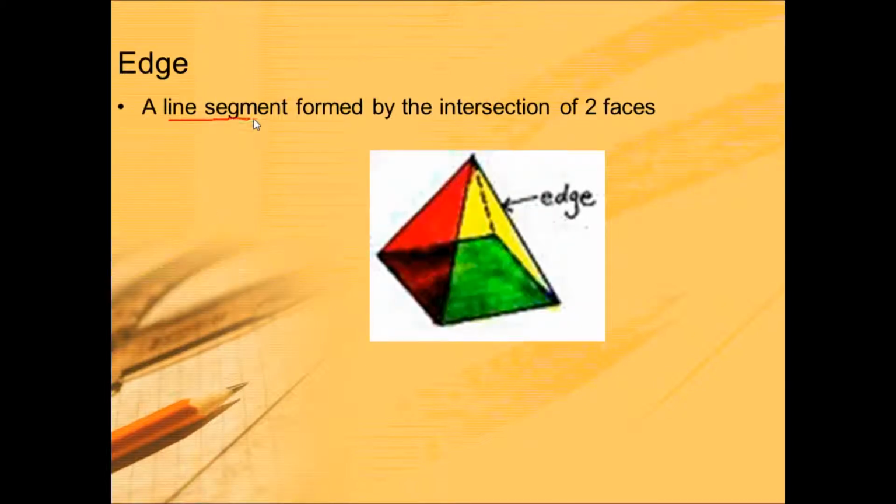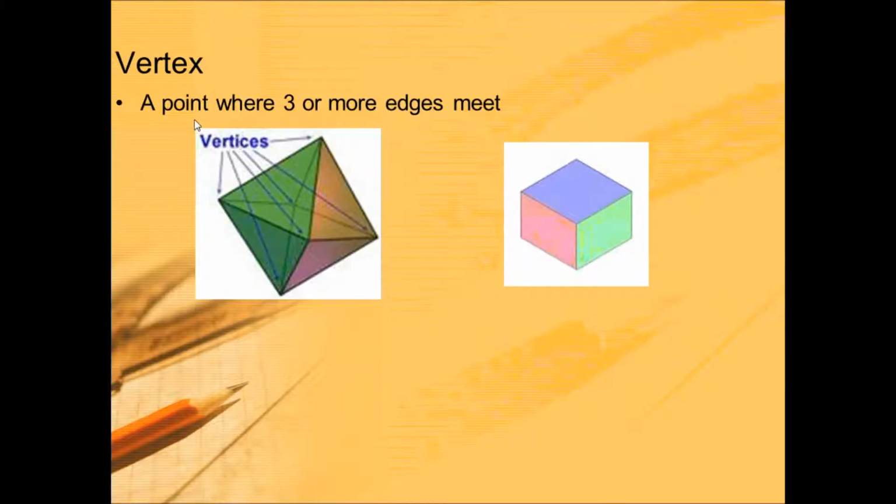An edge is the line segment formed by the intersection of 2 faces. So here is a diagram of an edge where this face and the one on the side meet. In my cube picture, okay, all these are edges. All of them. And then last but not least, a vertex. A vertex is where 3 or more edges meet.